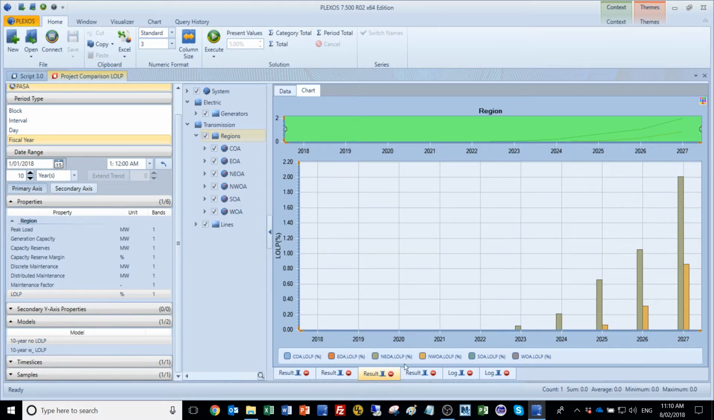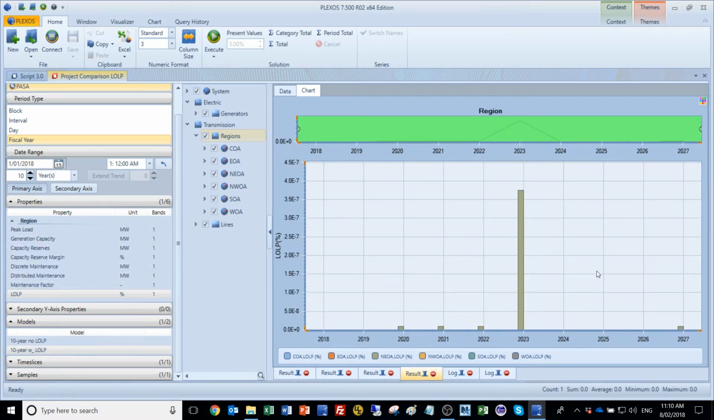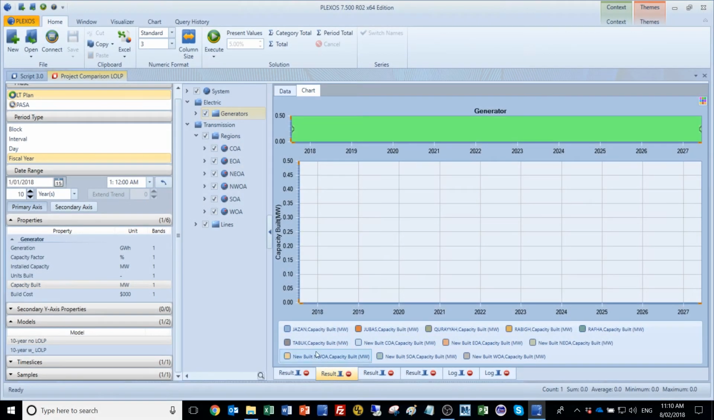Let's compare that with the model that has the target. You can see that the LOLP in this model was virtually reduced to zero. When setting the target, PLEXOS will attempt to meet the required LOLP target during the simulation by building new units or restricting retirements. You can compare the required capacity expansion necessary to maintain the LOLP below the target.